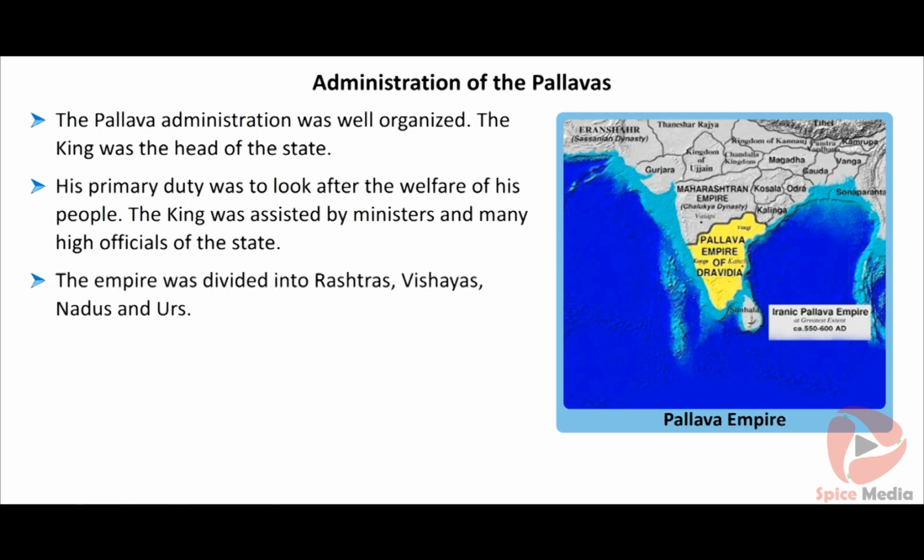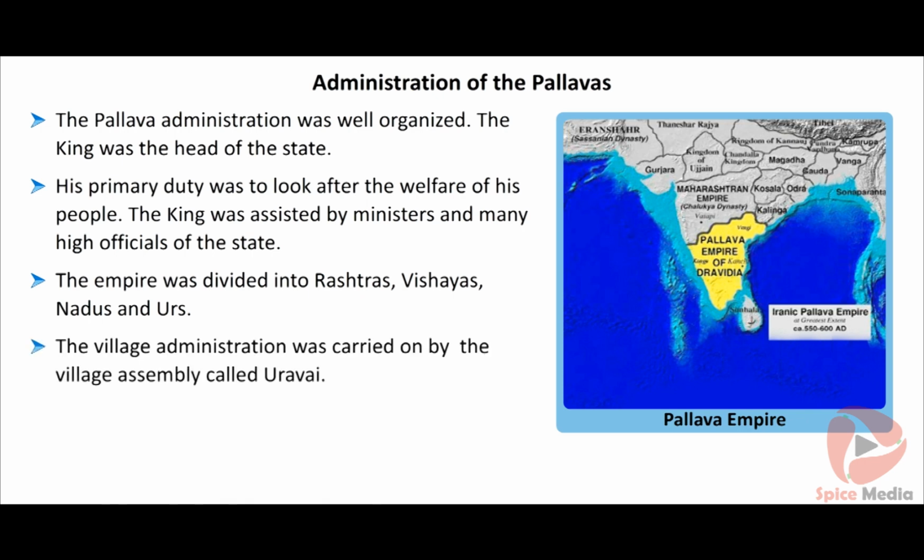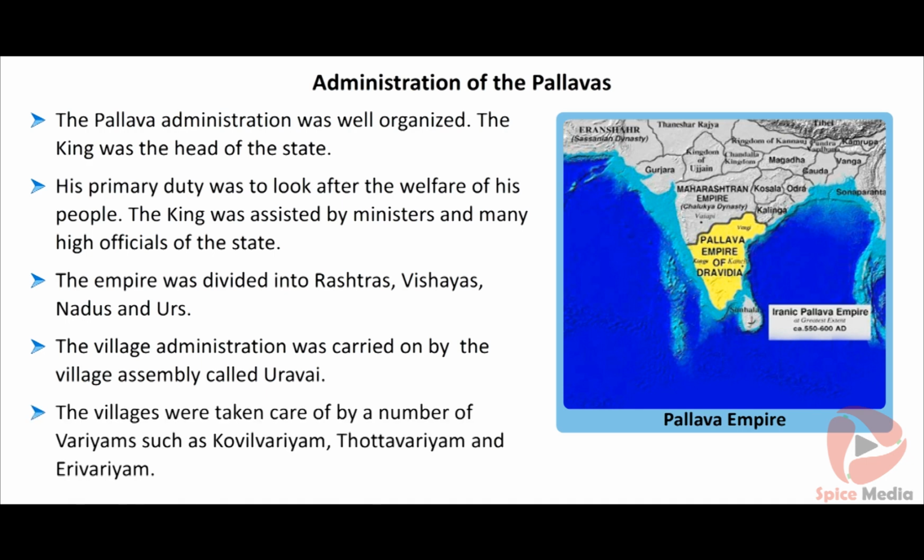The empire was divided into Rashtras or Mandalams, Vishyas or Kotams, Nadus or Urs. The lowest unit of administration was the village. The village administration was carried on by the village assembly called Uravai. The villages were taken care of by a number of varyams such as Kovil Varyam, Totta Varyam, Eri Varyam, etc.